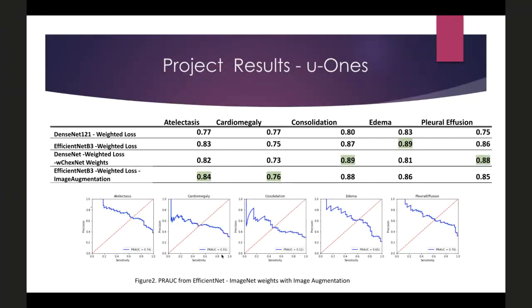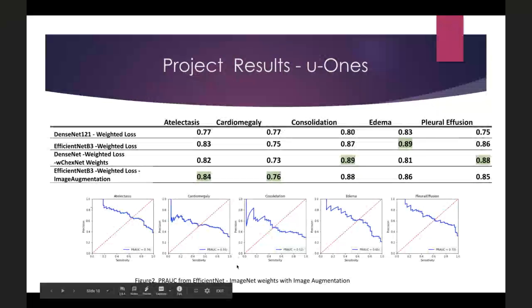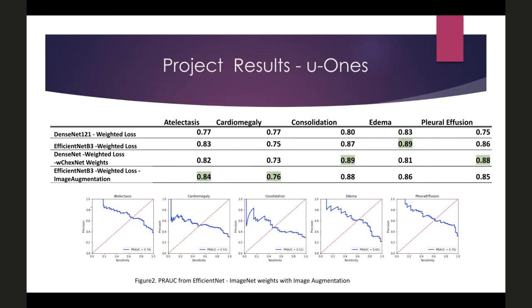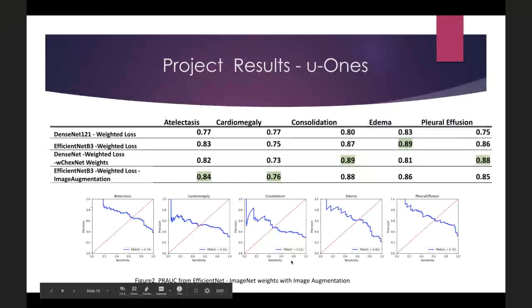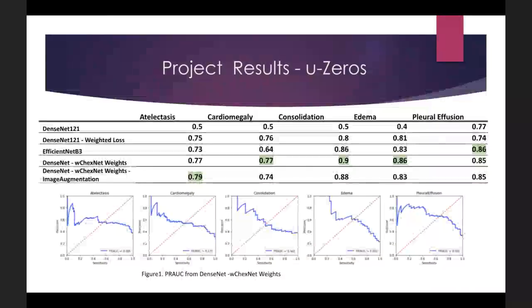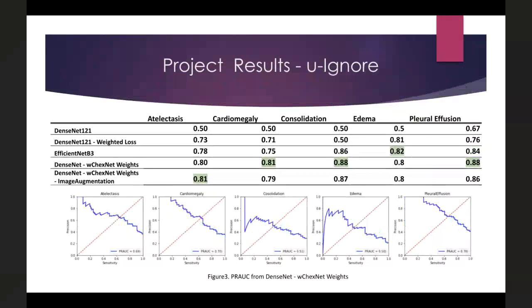And here, in the PR-AUC curve, you can see the model has a very even trade-off between false positives and false negatives. The results for the other labeling strategies are in the following slides. You can spend some time to look through them. But here I'm going to skip to the visualization part.